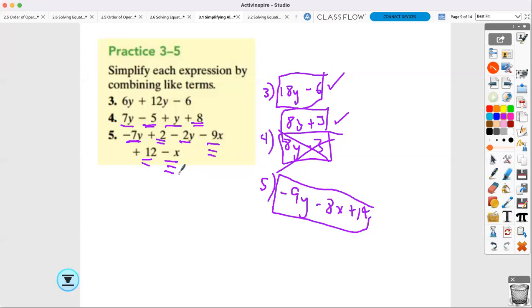Now let's look at negative 9x minus x. Well, negative 9x, we owe 9 to the bank. That minus x, are we spending 1 more or are we adding $1 to our account? Spending. So instead of owing 9 now, we're gonna owe how much, class? 10. That'll be negative 10x. That's the correct one for number 5.